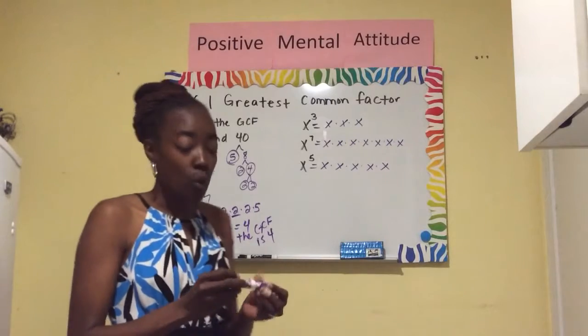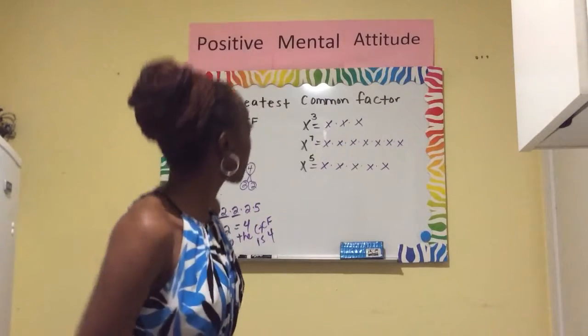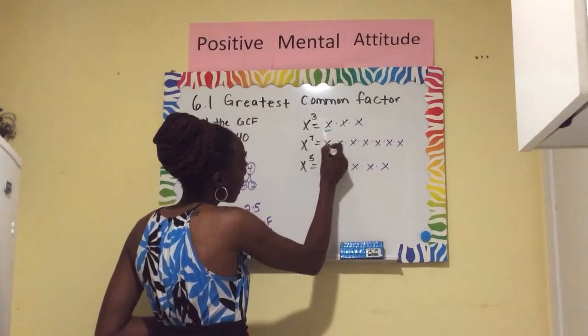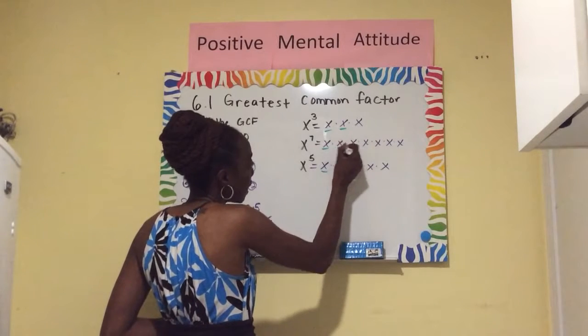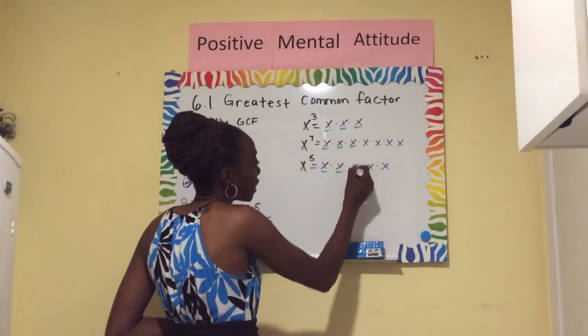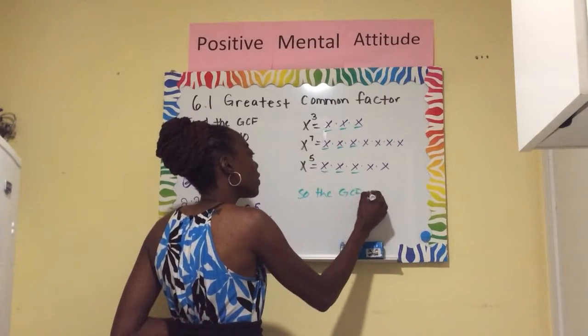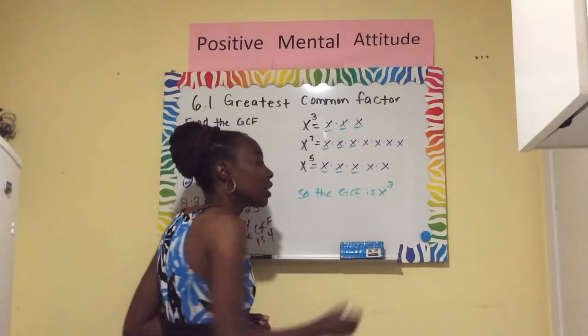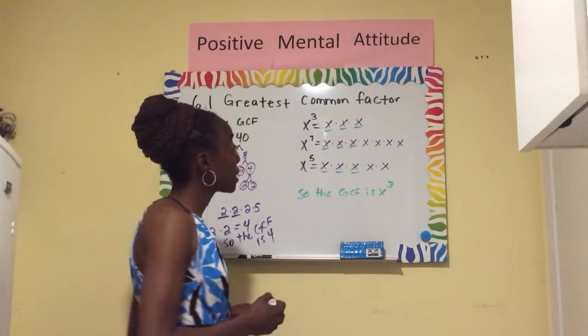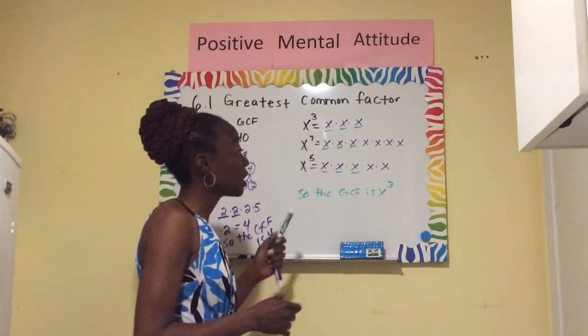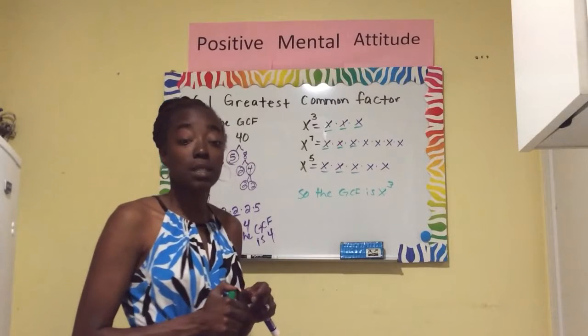Now you say, hey, what do they have in common? When you look at them, you see that they all have x times x times x in common. So the GCF is x to the third. That is proving the rule that says the GCF of variables is the smallest exponent.